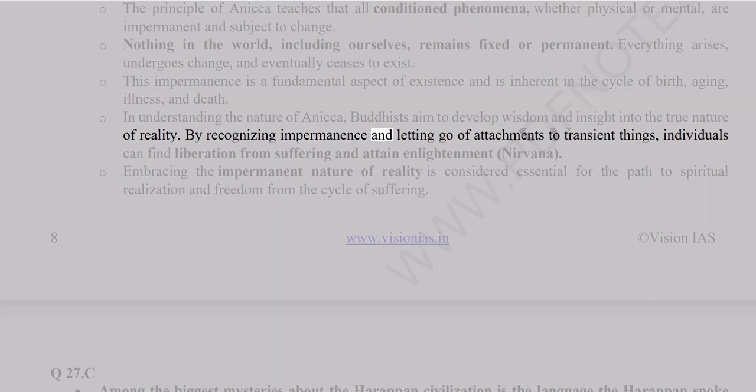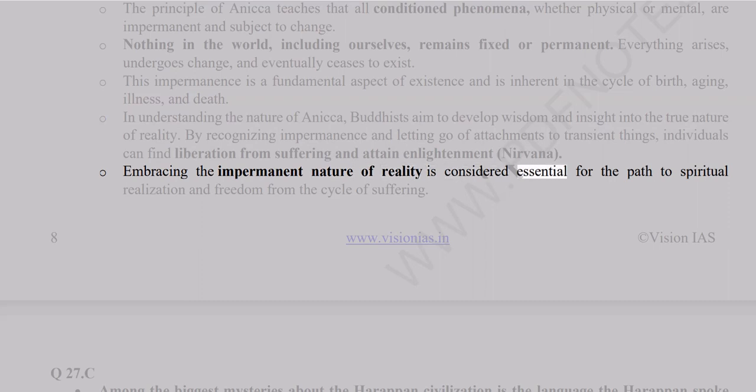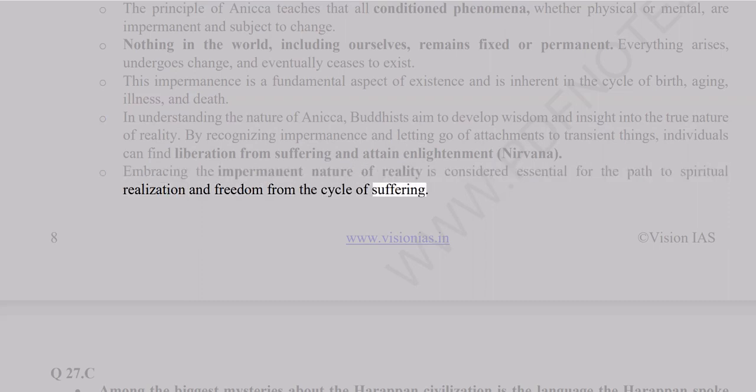By recognizing impermanence and letting go of attachments to transient things, individuals can find liberation from suffering and attain enlightenment, nirvana. Embracing the impermanent nature of reality is considered essential for the path to spiritual realization and freedom from the cycle of suffering.